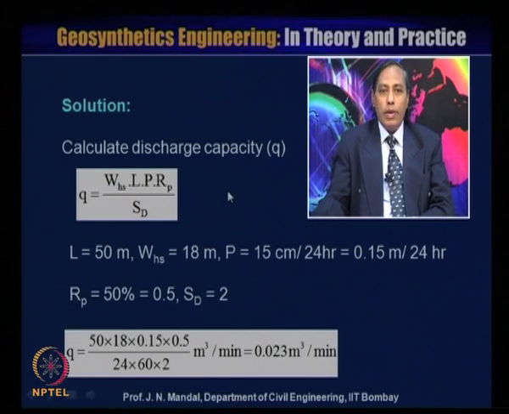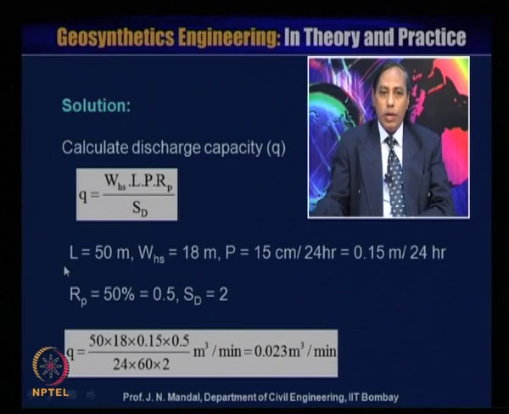So, first of all, you have to calculate what should be the discharge capacity Q. You can apply this equation, Q is equal to WHS L P RP divided by SD. L is given 50 meter, WHS is given 18 meter, P is given 15 centimeter per 24 hour, that means this will be 0.15 meter per 24 hour. RP is given 50%, that is 0.5, and SD is 2 soldier drains, that is why SD is 2.